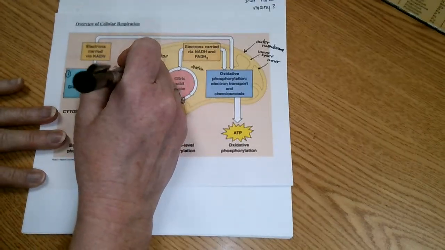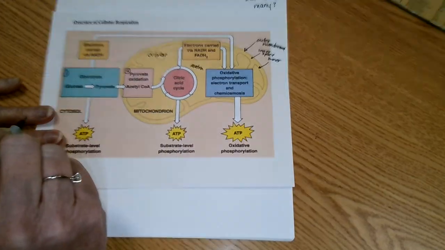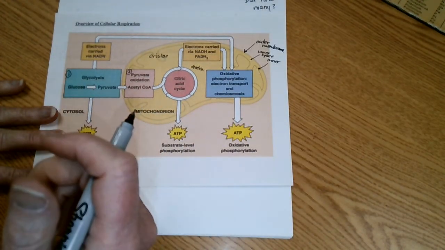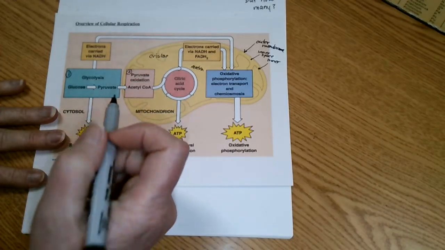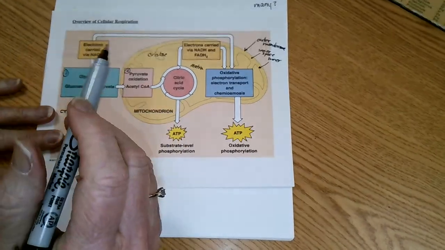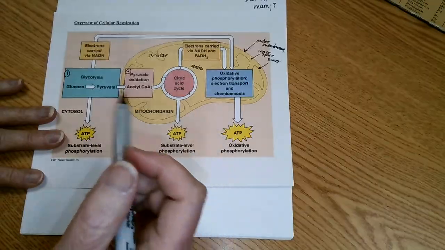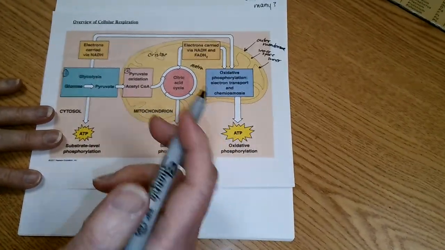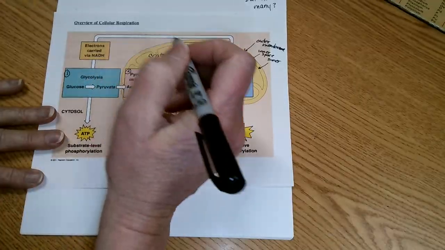Our second step is going to be pyruvate oxidation, or I call it conversion of pyruvate. You'll hear me say pyruvic acid a lot of times. Pyruvate, you'll see there's all these -ates now. They used to call them -ic acid, and now it's -ate. Okay.